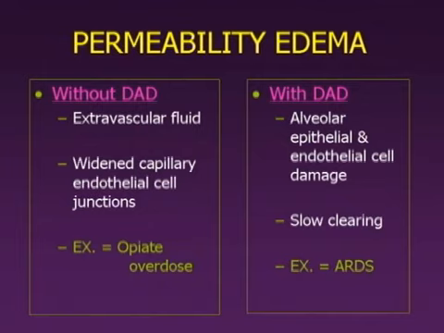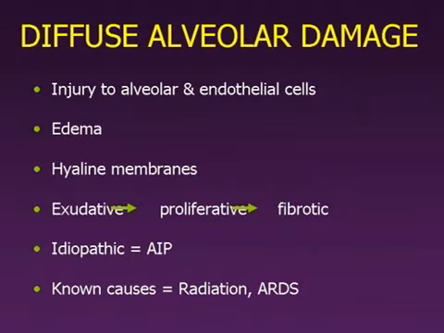Permeability edema, which is what we're talking about, can occur with diffuse alveolar damage or without diffuse alveolar damage. When we see it without diffuse alveolar damage, we simply are looking at edema that happens because there's widening of the capillary endothelial cell junctions, and a classic paradigm for that would be an opiate overdose, heroin, methadone. With diffuse alveolar damage, and I'm going to explain what that is in a moment, there's much slower clearing because not only do we have the widened capillaries, but we have alveolar and endothelial cell damage. So this clears much more slowly, and the paradigm for that would be ARDS, acute respiratory distress syndrome.